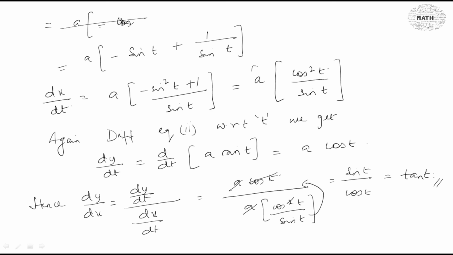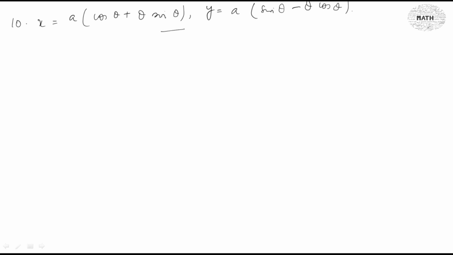So similarly, let me do question number 10 in a similar manner. So your question number 10 is given to be x is equal to a cos theta plus theta sine theta, and then y is equal to a sine theta minus theta cos theta. So again, here the parameter over here is your theta. So in a similar manner, let me just do so.